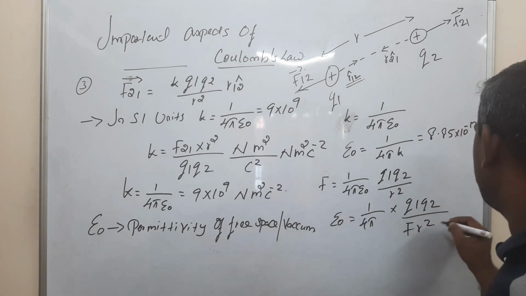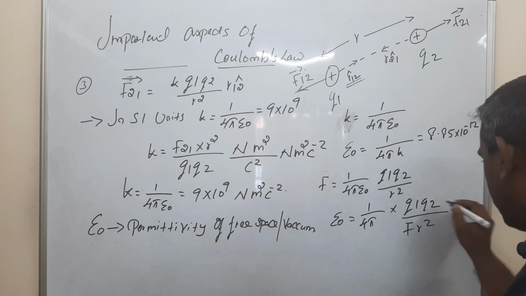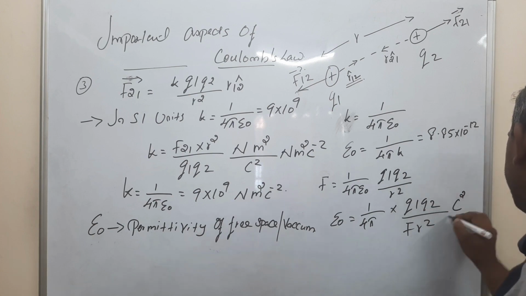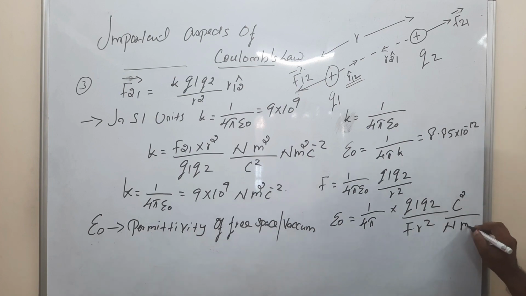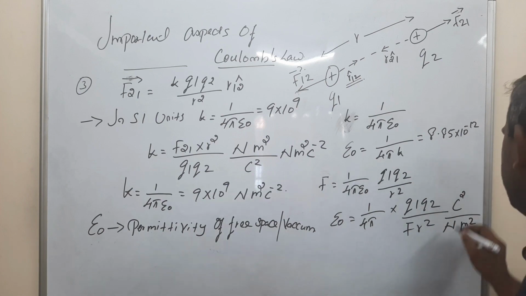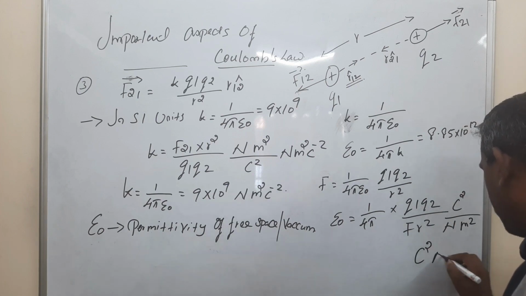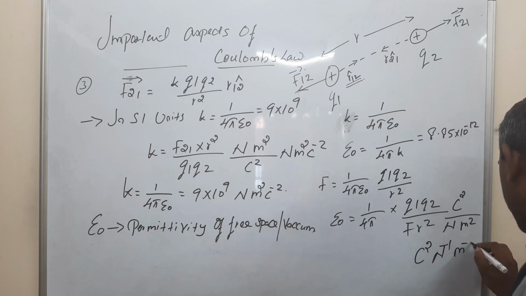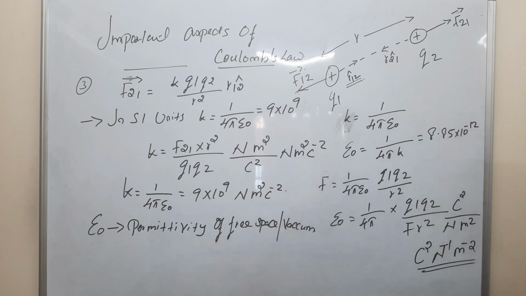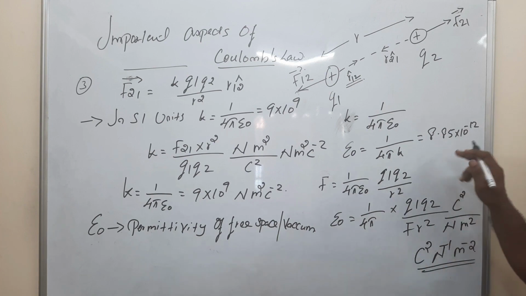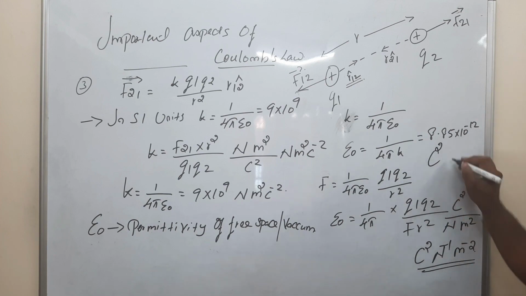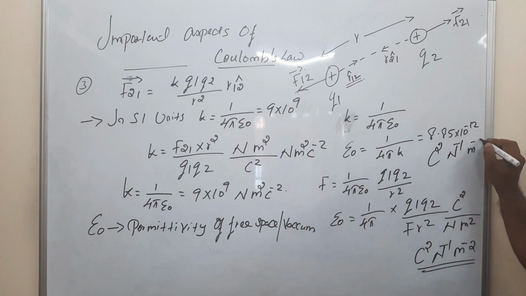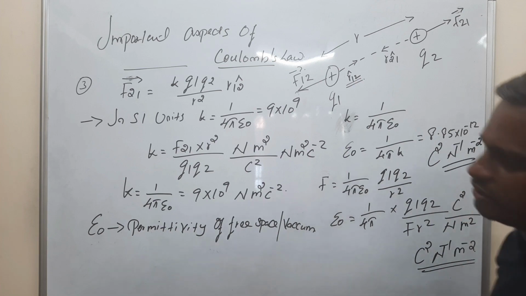Okay, so q1 q2, what is the unit? That is Coulomb into Coulomb, that is Coulomb square. Okay, so what is the unit of f? That is Newton. What is the unit of r square? That is meter square. So this has the unit, that is Coulomb square per Newton per meter square. Clear? So this is the unit of epsilon 0. So epsilon 0 has the value 8.85 into 10 to the power minus 12. The unit is Coulomb square per Newton per meter square. Very very important.